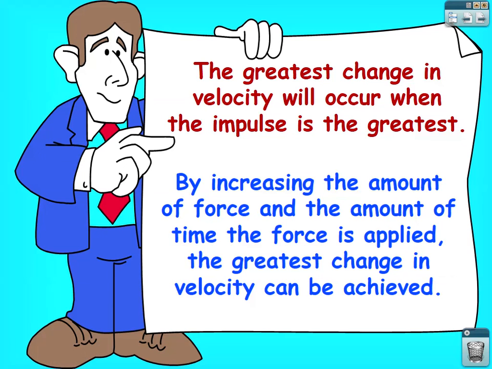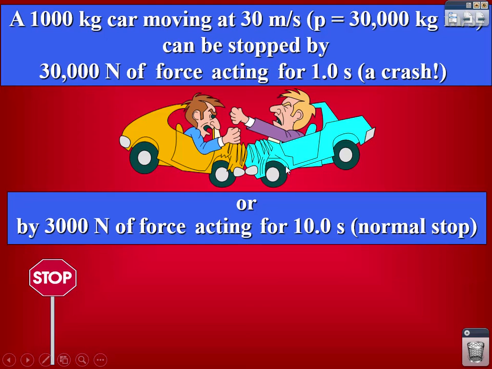This is a pretty straightforward statement. Obviously, the greater the impulse, the greater the change in velocity. An increase in force or in the amount of time will obviously cause a greater change in velocity. If I increase force and time, force times time is impulse, which will cause the greatest change in momentum. And obviously, in this way, velocity. So that gets us to one of our first little problems here.